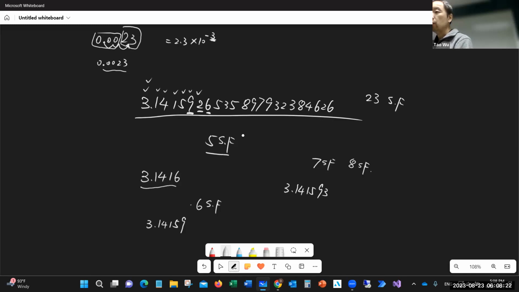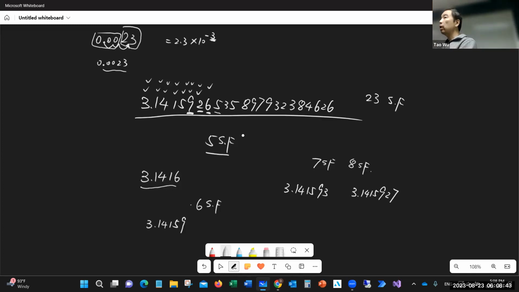Okay, so that's 7. For 8, that's just 1, 2, 3, 4, 5, 6, 7, 8, and look at the next one. The next one is 5. You round up, so that's 3.1415927. Okay, are you clear? So this is how you round this number.